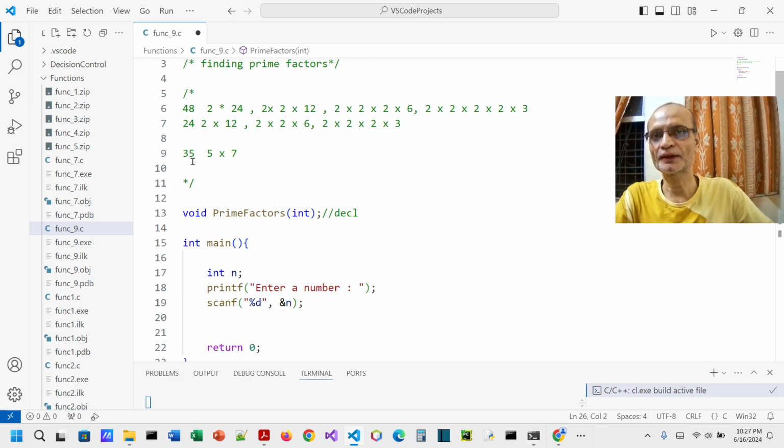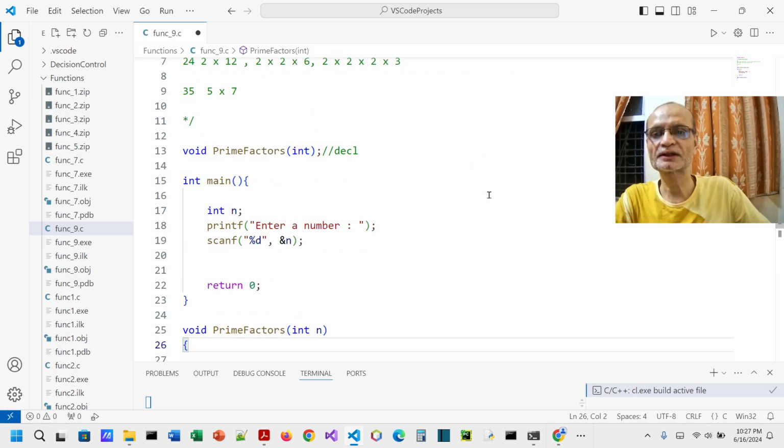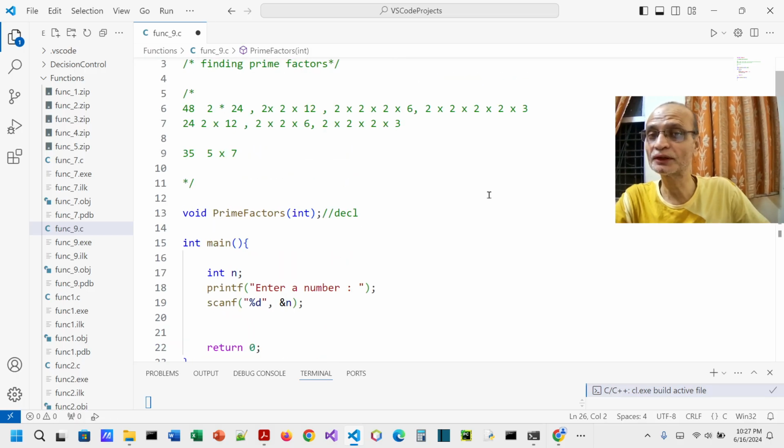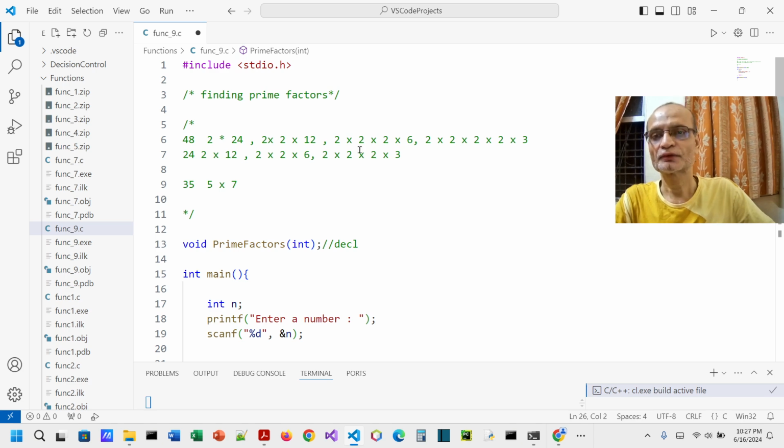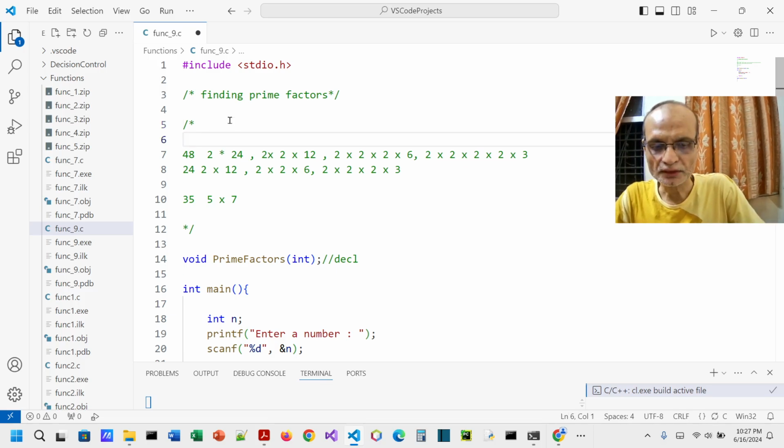like the way I told you with 35. You divide with 2, it didn't work. Then you proceed to 3, it didn't work. When you proceed to 4, it didn't work. Then when you proceeded to 5, it worked. So like that you are supposed to do. And how long do you need to do this? As long as the ending number is not 1. Why? Because you enter a positive number, and here I am telling you it's a positive number.